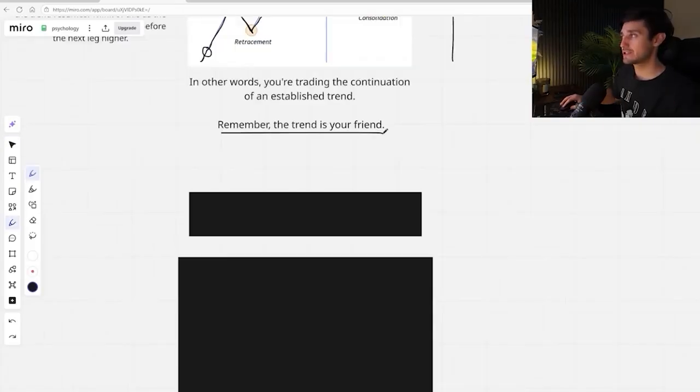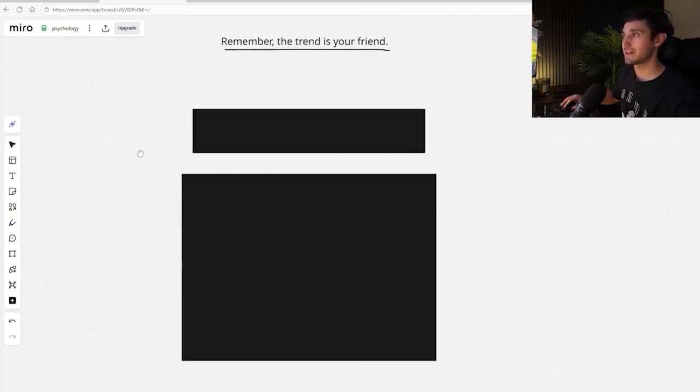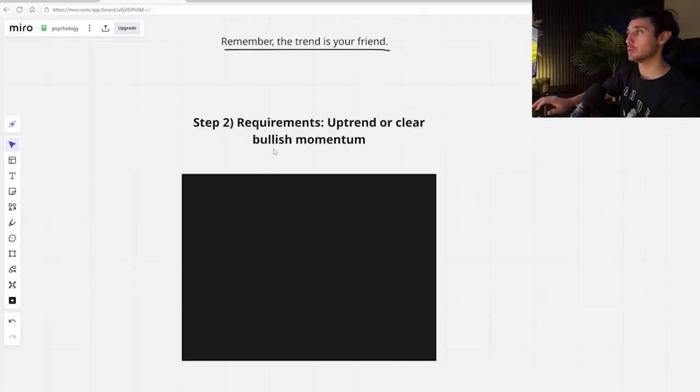So if the trend is your friend, what is the first step when it comes to trading the retracement setup? Well, the first step is you need an uptrend or clear bullish momentum. You need to be confident that prices are going higher. I want to be trading in the direction of the trend. If there is a downtrend, I don't want to be going long. If there's a sideways trend, I also, most of the time, don't want to be going long. I only want to go long when I'm confident what the trend is.